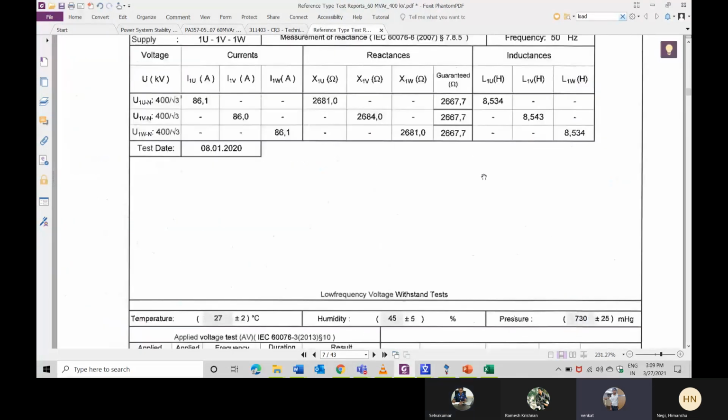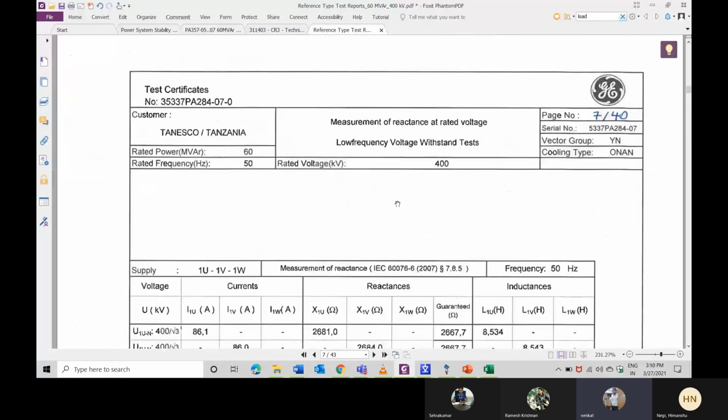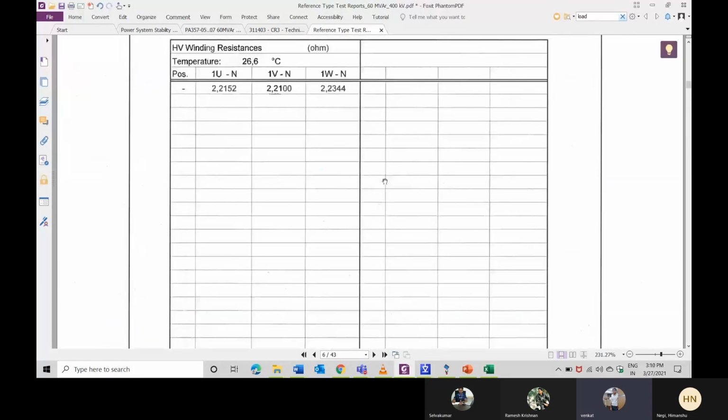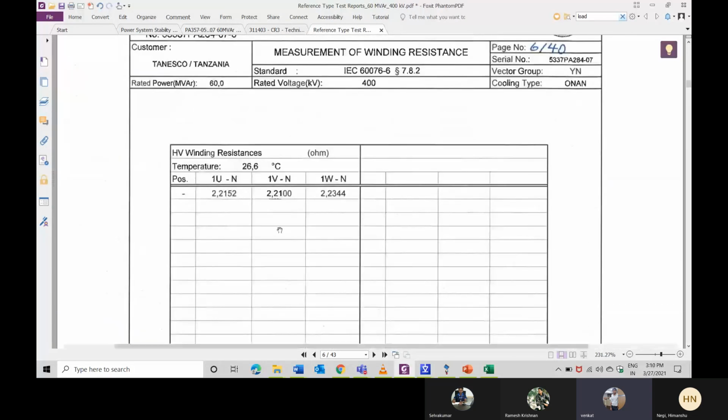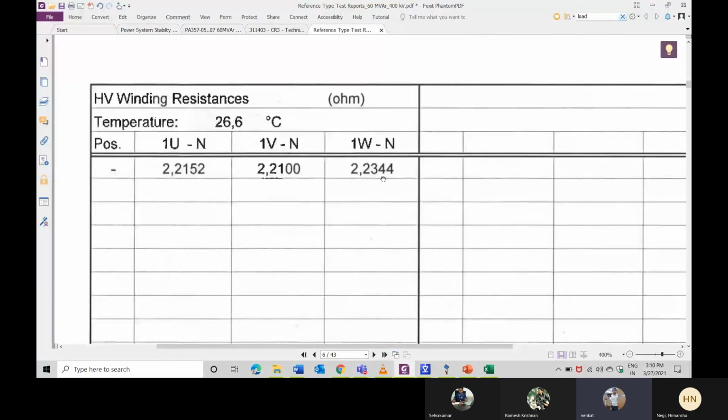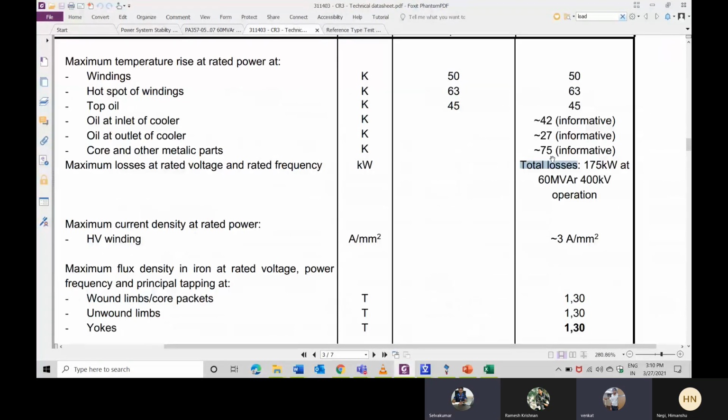But the resistance won't be matching. Here they have given the value as 2.2344. But when we calculate with this value, the general formula will be I square R. So I square.